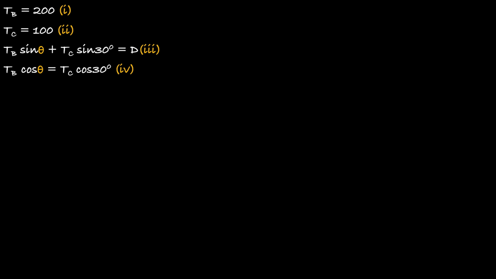Okay, so all we have to do right now, as you can see, we're given TB, we also have TC. Equation 1 says TB is equal to 200, TC is equal to 100 newtons. So we need to substitute equation 1 and equation 2 into equation 3 and equation 4. We no longer have to write TB and TC, but we're going to write 200 or 100. Let's start with substituting equation 1 and equation 2 into equation 3. Instead of writing TB, we're going to write 200. Instead of writing TC, we're going to write 100. And for sin 30, remember sin 30 is 1/2 or 0.5. So we're going to have 200 sin theta plus 0.5 times 100 is equal to D. That is going to be our fifth equation.